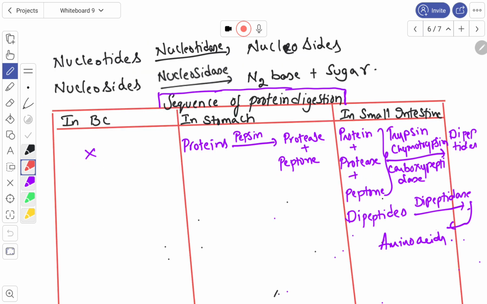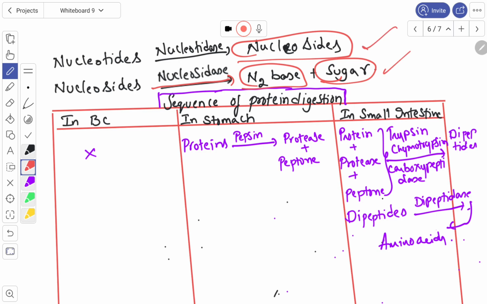Then if we see the nucleotides, nucleotides in the presence of nucleotidase are converted into nucleosides. This is also very important. And nucleosides in the presence of nucleosidase are converted into nitrogen base and sugar.